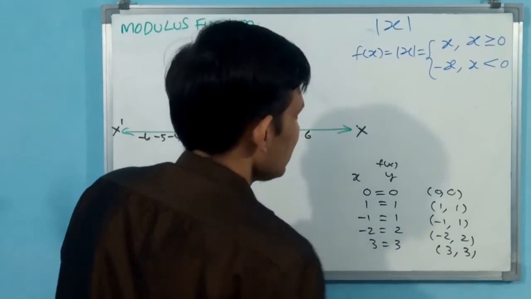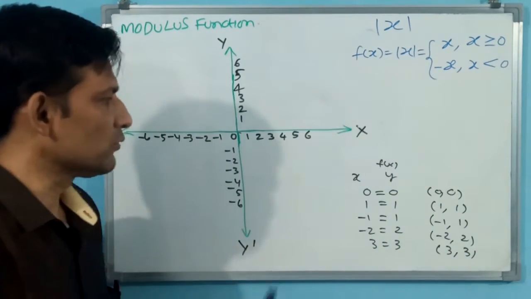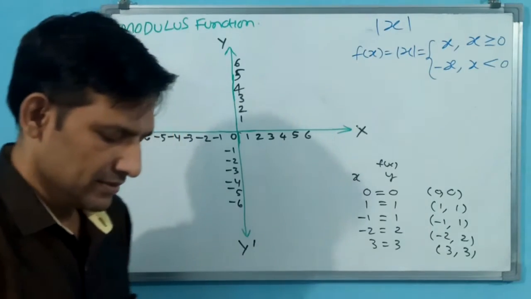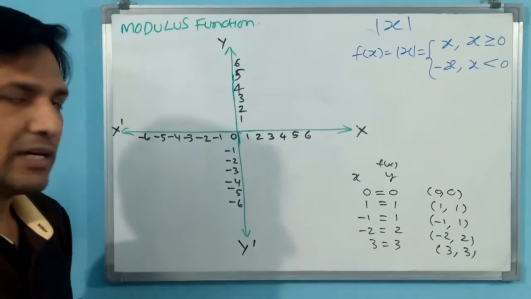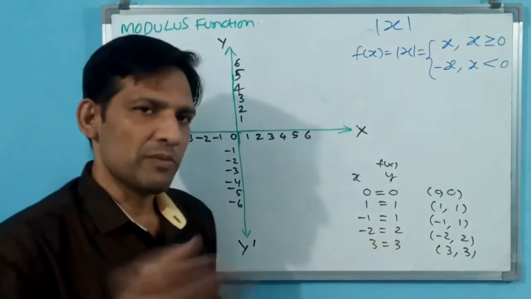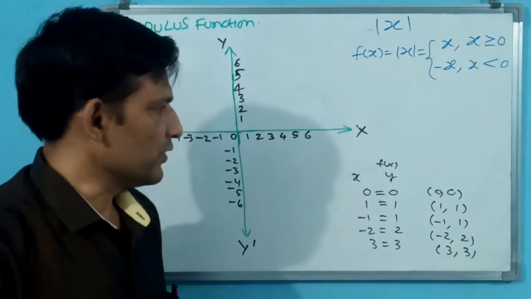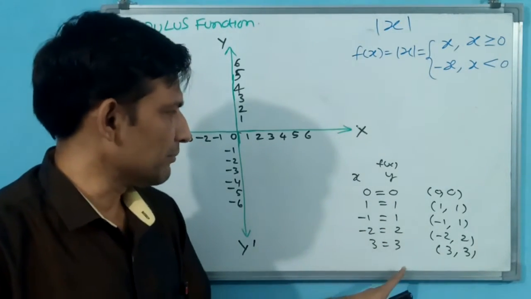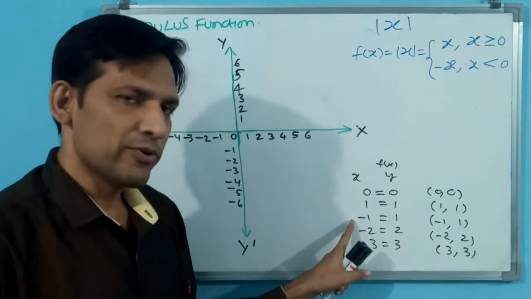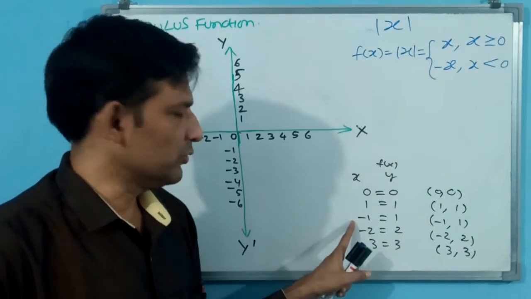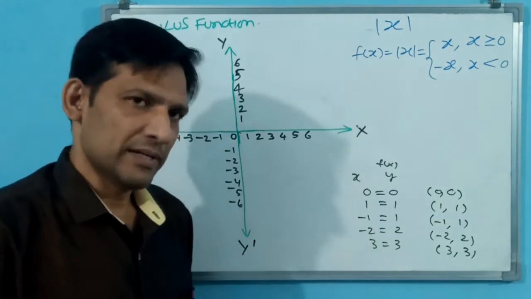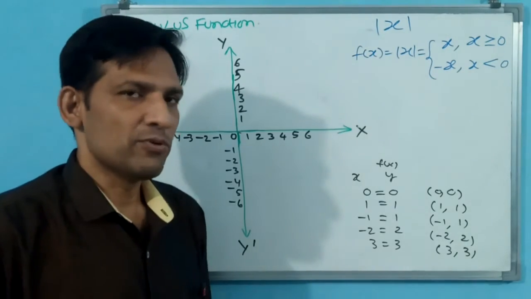See, this is the modulus function we have learned until 10th class. Modulus function means the output will be positive only, not negative. Even if you give a negative integer or negative value, only positive will come. This we came to know.